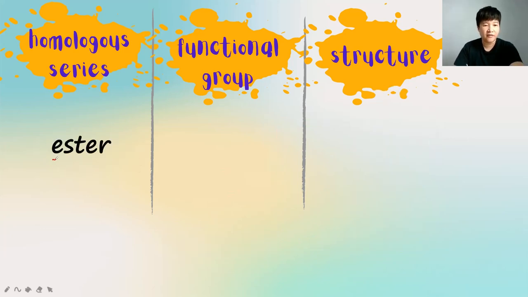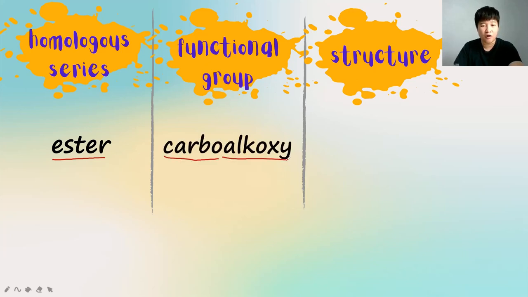Next, we have ester. The ester functional group is carboalkoxy. How should carboalkoxy look? Simple. C double bond O, single bond O. You can see that there is not enough bond on this carbon. There is one more bond. The O over here also has one more bond. So the O over here must be attached to another carbon. It doesn't matter. Next to this carbon, it can be hydrogen or it can be carbon.